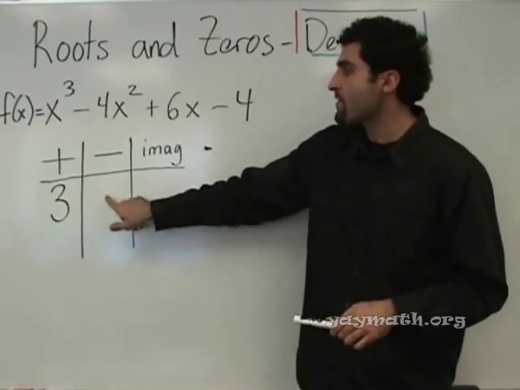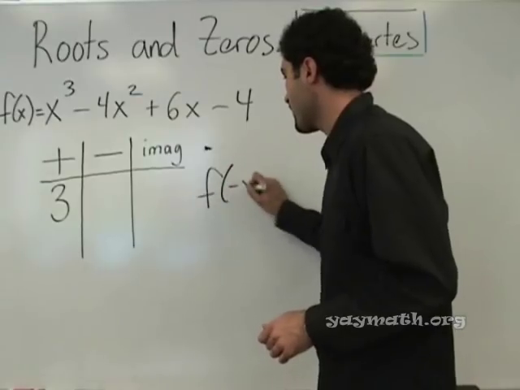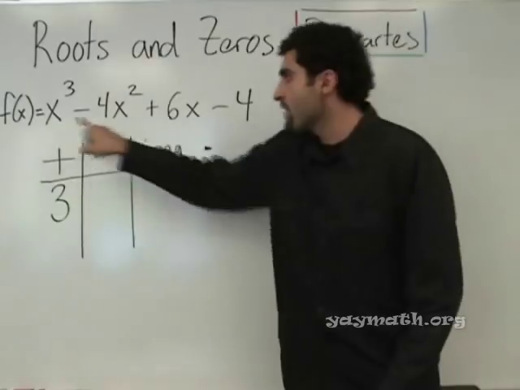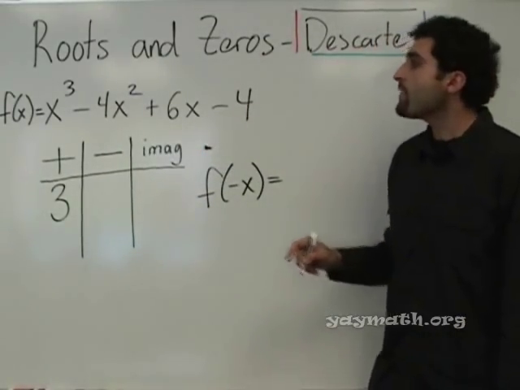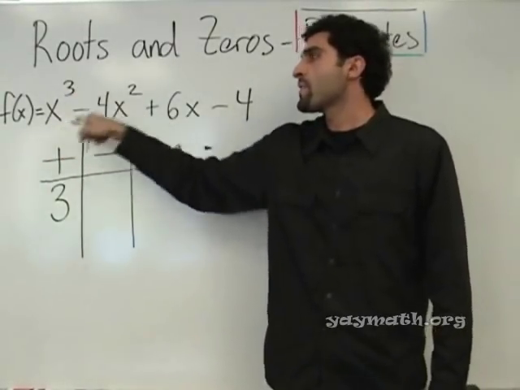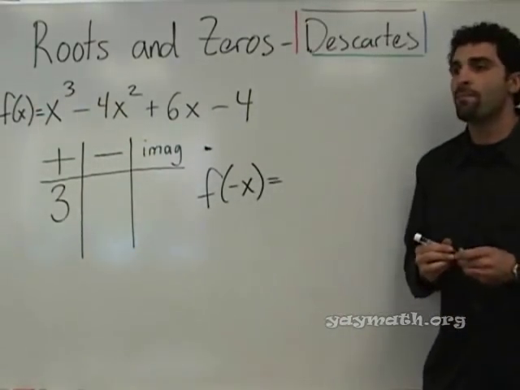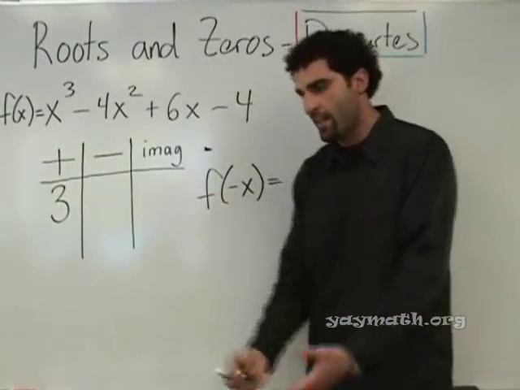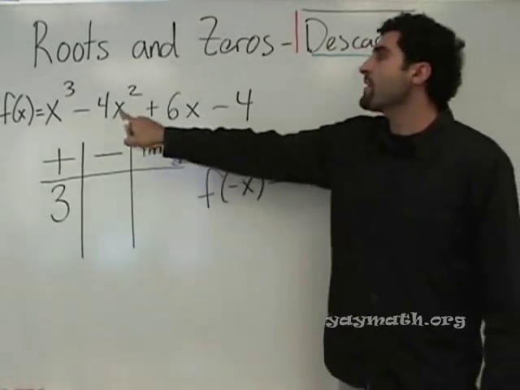Next, for the negatives, what we do is we apply f of negative x. Meaning, in place of x, here, here, and here, we're going to put negative x. So if we put negative x here, and we did negative x cubed, what would this result be? Would it be x cubed or negative x cubed? Negative. It would be negative, wouldn't it? Yeah. Because negative x times negative x times negative x is negative x cubed.